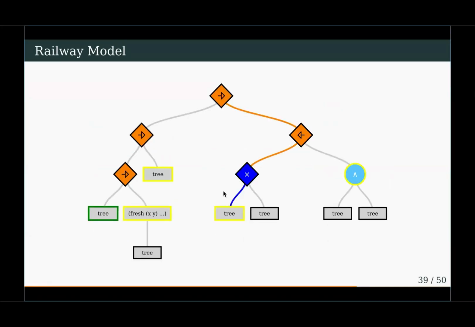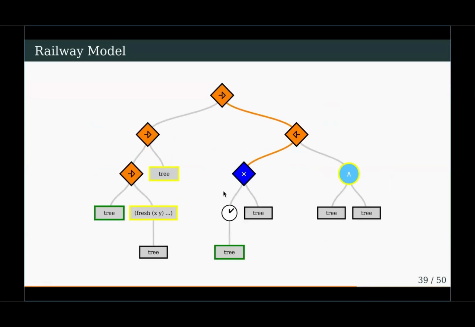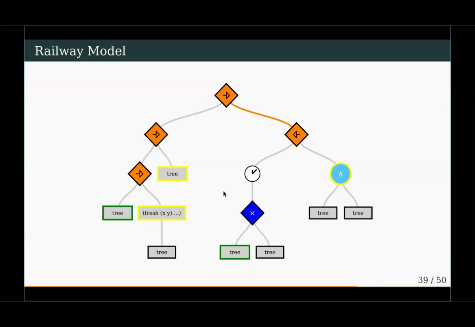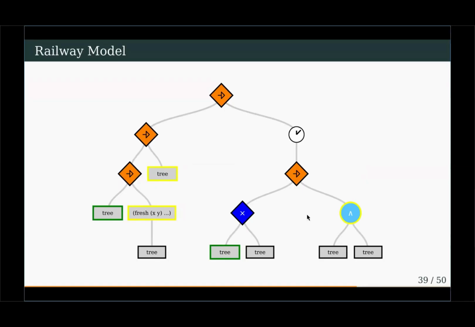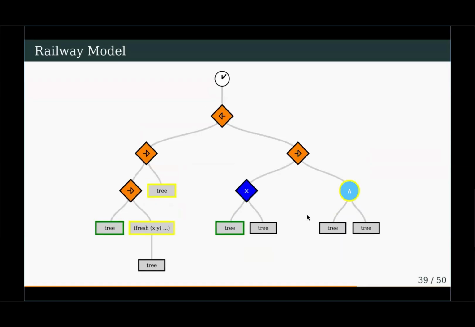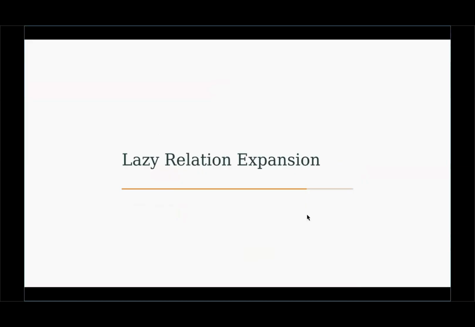So evaluation will proceed, and we get another delay. Conjunction, we just move it up. And here, swapping the order. Again, they stay in the same order, but the delay can still move up. That's the railway model.